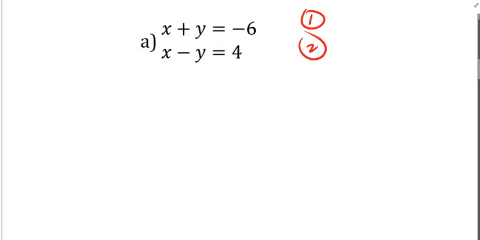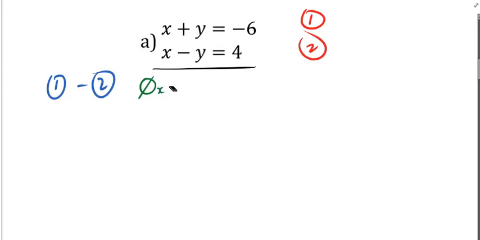So for the first two examples, we can do either. They're very friendly. Somebody tell me, do you want to add or subtract? It won't matter. Subtract. Okay, so we're going to do 1 minus 2. Again, you absolutely have to say what you're doing on the side. Otherwise, it's totally unclear what you're doing. So 1 minus 2, x minus x is 0. You don't have to write 0x, but it's gone.